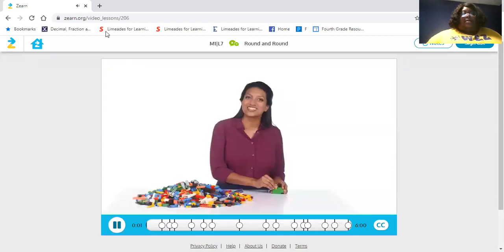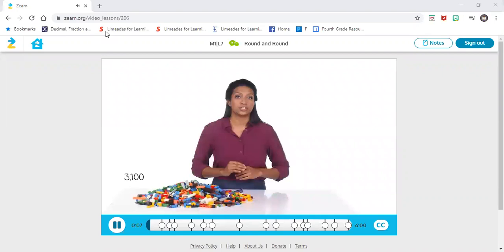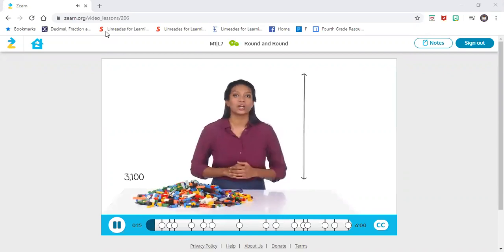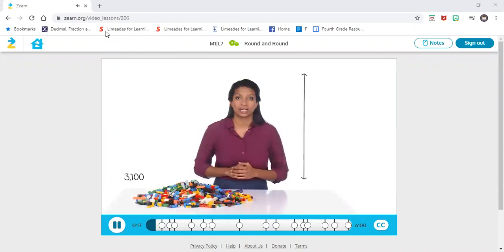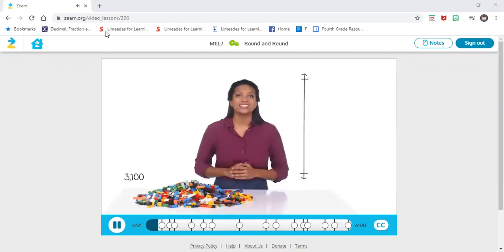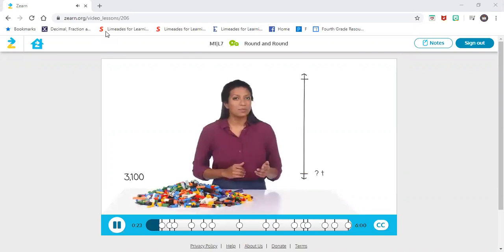Oh, hi, Zerner. I have 3,100 building blocks here, but I want to tell my teacher friends approximately how many blocks I have. Let's find out about how many blocks there are. Let's use a vertical number line to help us round to the nearest thousand. Between what two thousands is 3,100? Let's start with the lower endpoint. How many thousands are in 3,100?